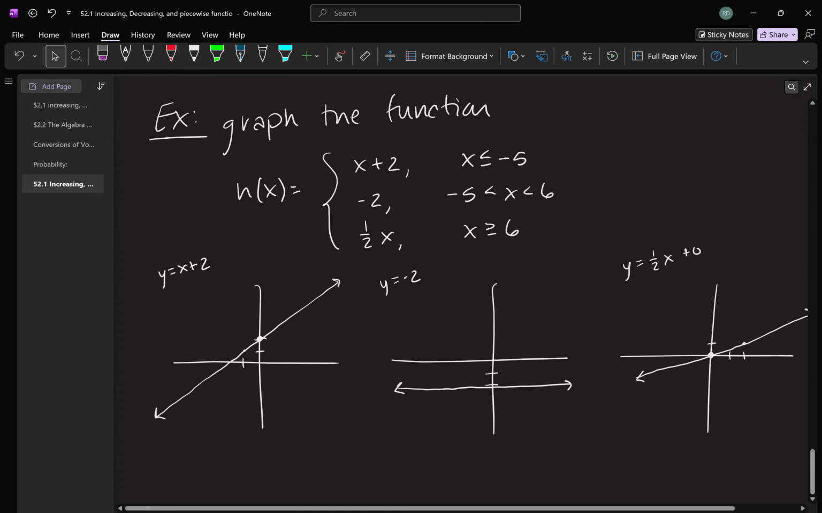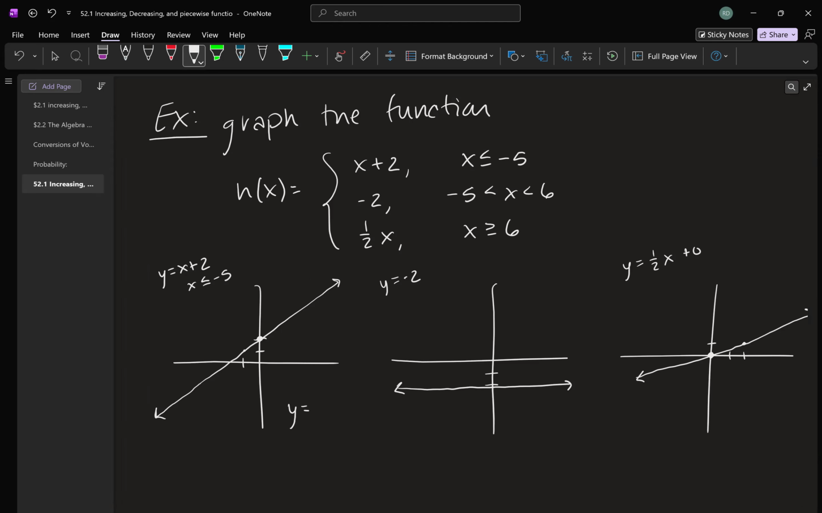And now I want to restrict the domains. So we have x is less than or equal to -5. And we need a point, so let's plug in -5. So we get y equals -3, which means we have a point at -5, -3. So it's going to be that point there. It's a closed circle, and the inequality points to the left. So we're just going to take the left-hand side of that function.